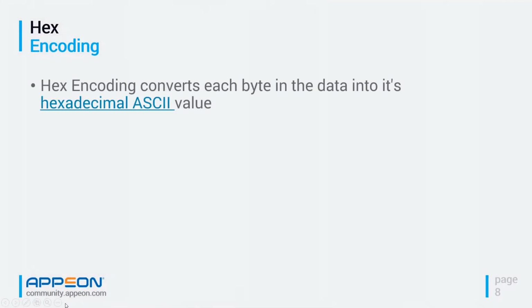Okay, so hex encoding, let's look at that in a little bit more detail. Hex encoding takes each byte of data and turns it into its hexadecimal ASCII value.